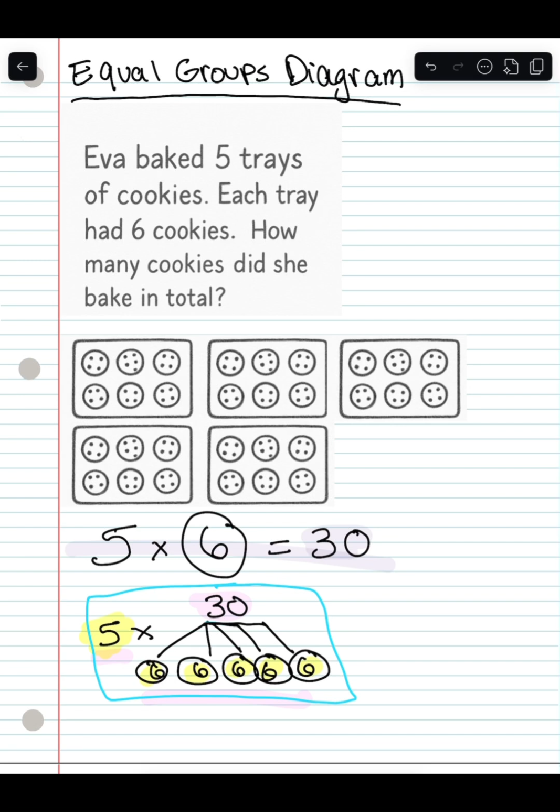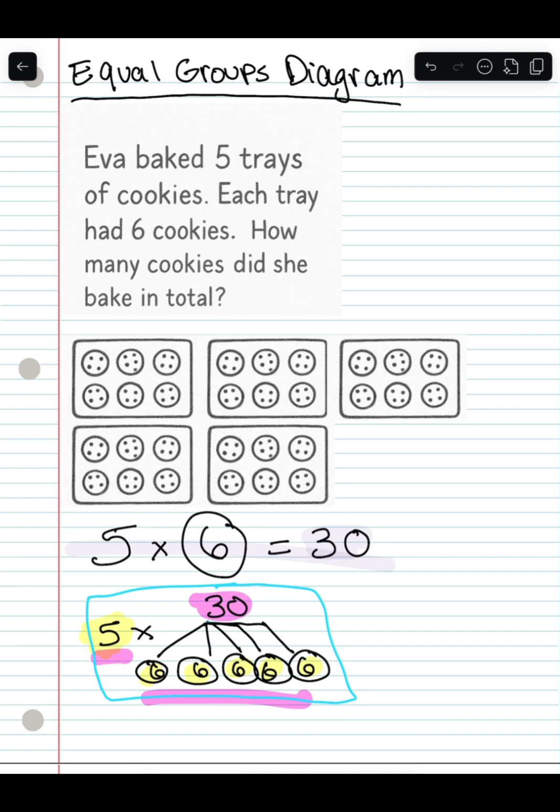And if the problem was switched, where you had 6 trays of cookies and each tray had 5 cookies, then this diagram would be switched as well. And that shows your understanding of groups versus objects in a group. It also helps you understand that multiplication is repeated addition. It helps you see that division is splitting into equal parts. So we're starting to look at multiplication of two numbers being the same thing as dividing it into groups.